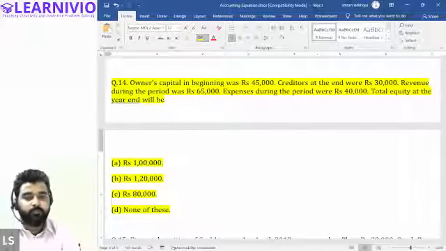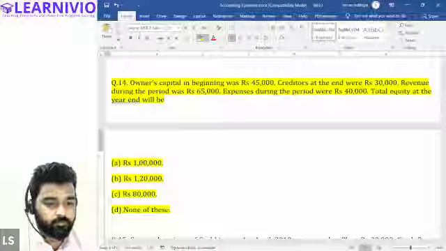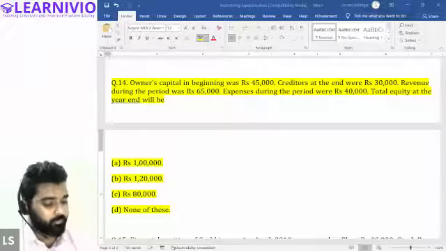And Sameeksha, can you tell me how you calculated the 1,20,000? Sir, first I took revenues, asset and liability, creditors. So I got 35,000. And then I added the capital and the expenses, so I got 75,000. 75,000 plus 40,000, I got 1,20,000. Okay, just a minute, let me also calculate.